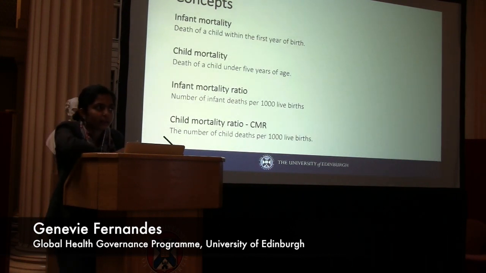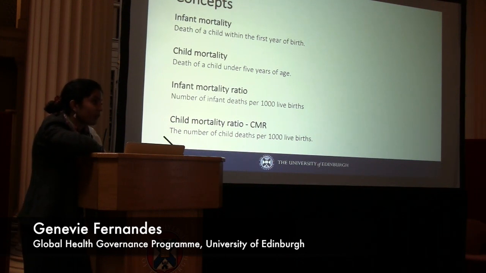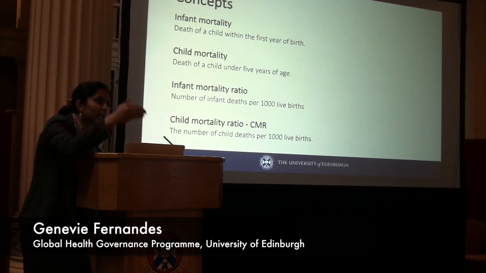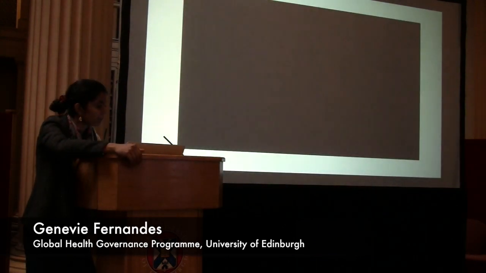Now, the next area is infant and child mortality. Infant mortality is the death of a child within the first year of birth, whereas child mortality is the death of a child under 5 years of age. And again, you can see the ratio. For maternal mortality it is deaths for every 100,000 live births, whereas for child and infant mortality it is deaths for every 1,000 live births. Just to bear in mind when we discuss these falling rates. So when we talk about declining maternal and child mortality rates, these are the numbers that we are referring to.